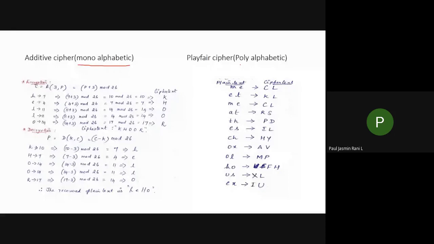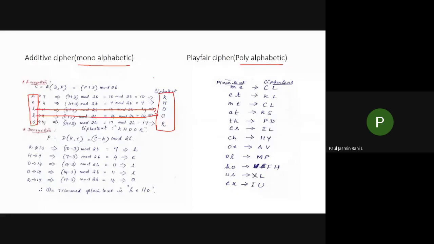You all know we already solved this example in the additive cipher. Hello is your plain text, and you got your cipher text as KHOOR. From this example you can see that L is replaced by O. Whenever you get another L in the plain text, all the L alphabets will be replaced by this O, so you can easily crack this. This happens in the monoalphabetic cipher.